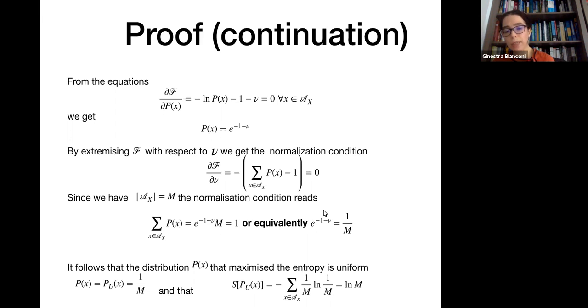And therefore, we find that this constant, e to the minus 1 minus nu, is just equal to 1 over capital M. So we have proven that the distribution which maximizes the entropy is the uniform distribution, and then we can substitute this into the definition of the entropy, and we find that the entropy is the logarithm of the number of outcomes.